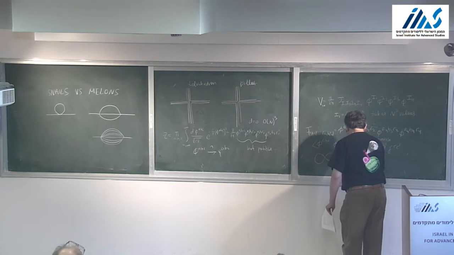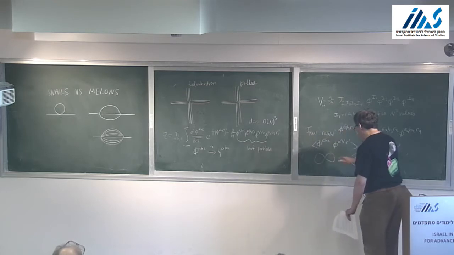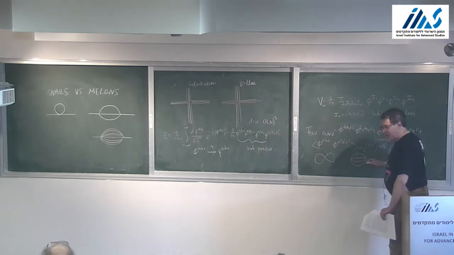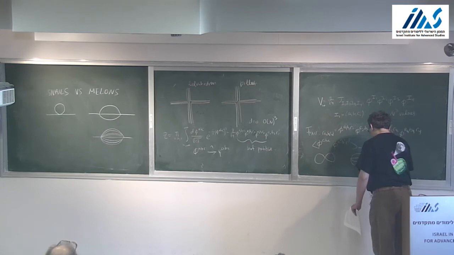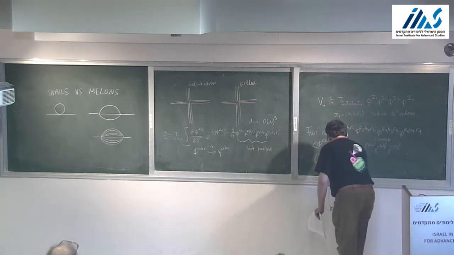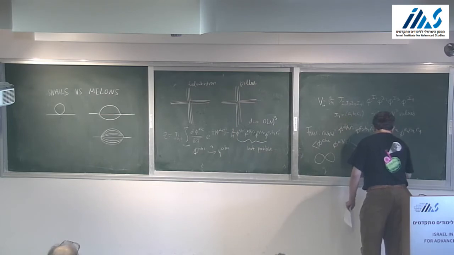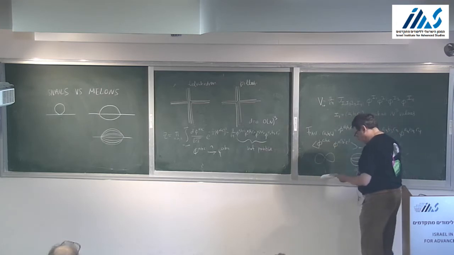And this is a bubble type or snail type diagram. This is the first vacuum melon diagram. And then at order, so this is G, right? This is G squared. And the other G squared diagram is again of bubble type.